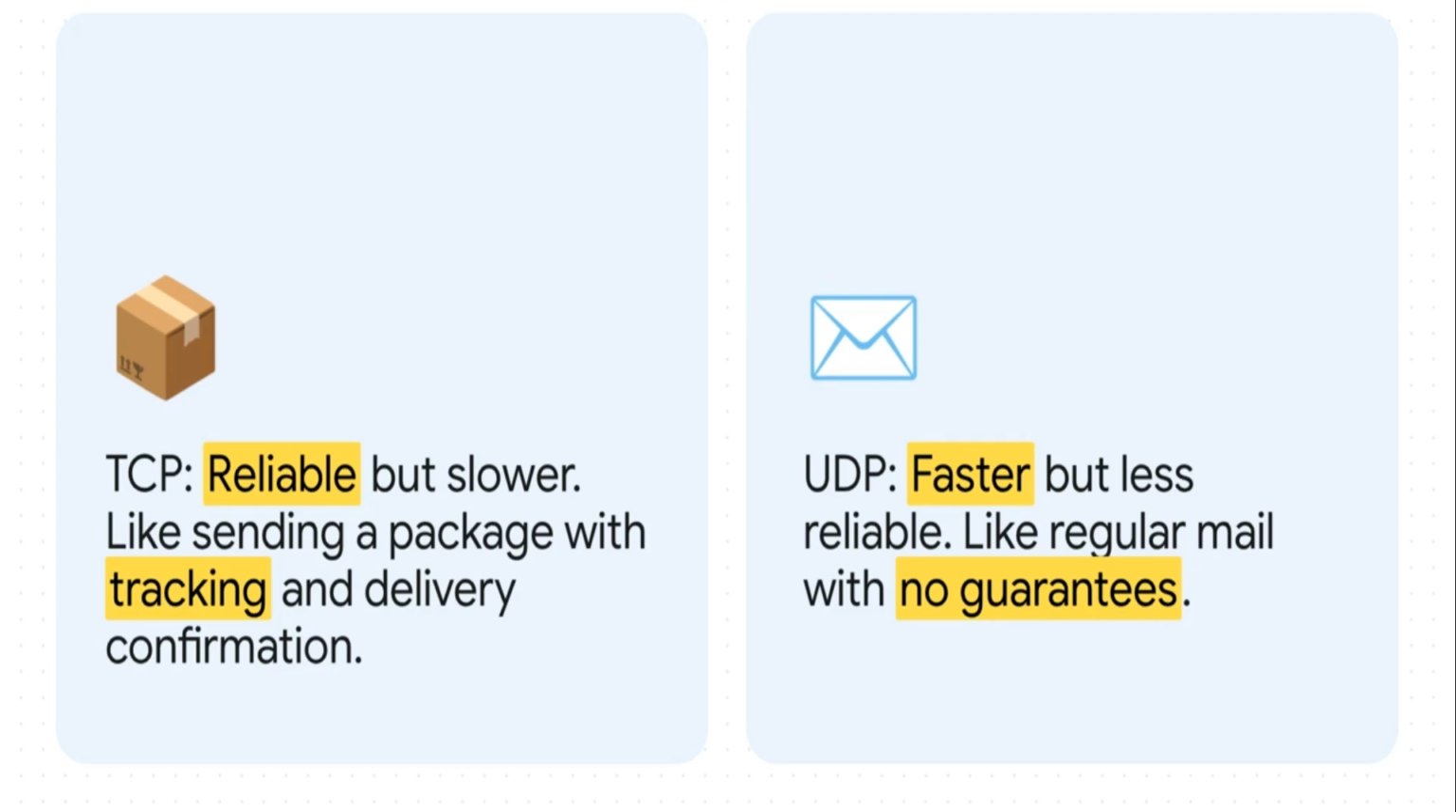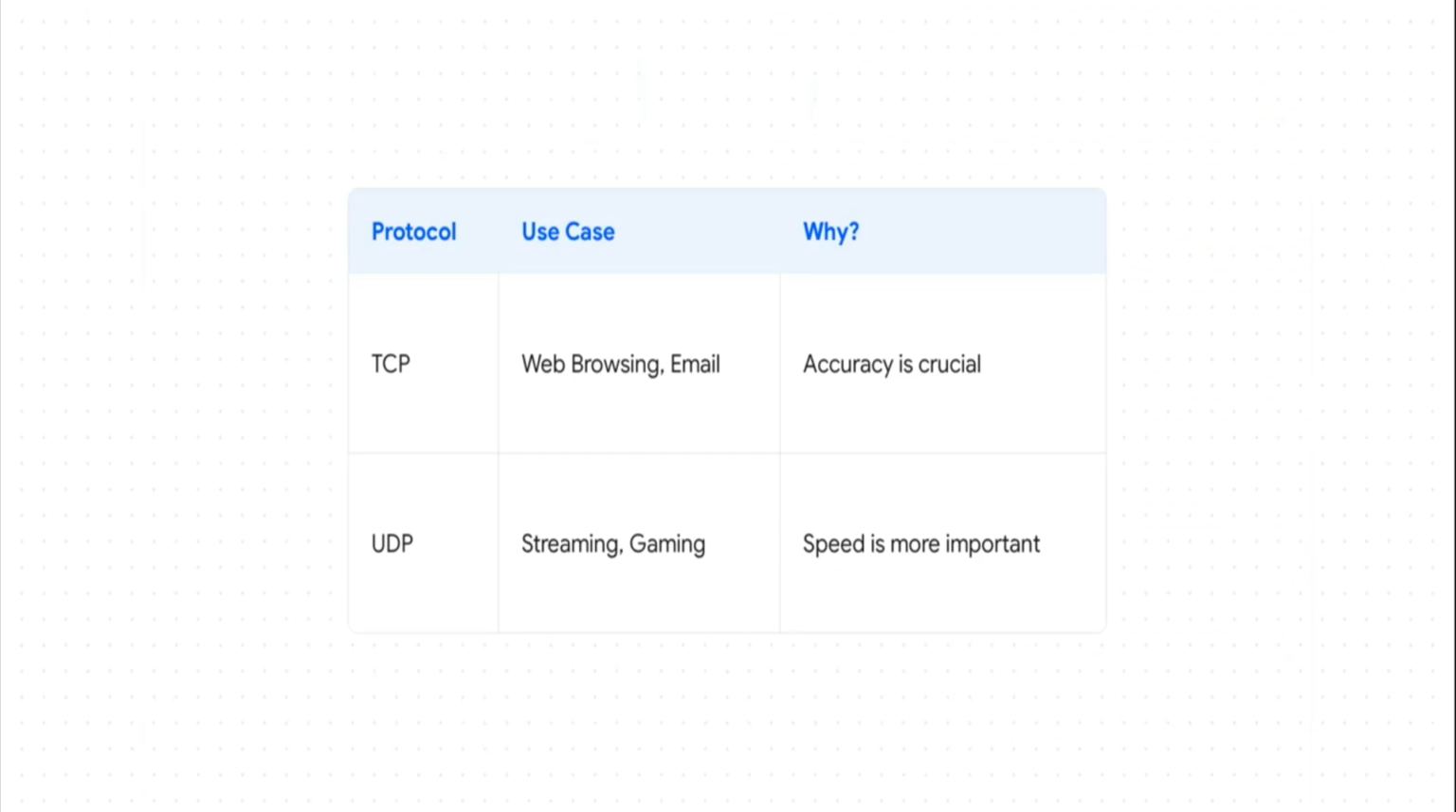UDP, on the other hand, is the fire and forget method. It's way faster because it's connectionless. It doesn't bother with all that checking, but there are no guarantees. So how do you choose? Well, for something like web browsing or sending an email, you need every last bit to be perfect. Accuracy is everything, so you use TCP. But what about streaming a video or playing an online game?